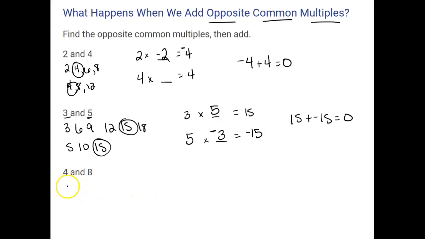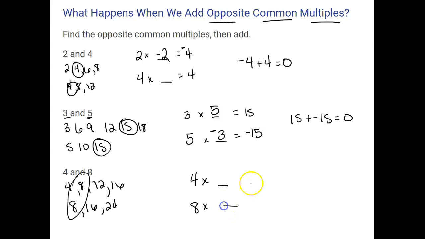Let's find a common multiple of 4 and 8. 4, 8, 12, 16, and so on. 8, 16, 24. I could use 16 if I want to, but the least common multiple is 8. So I'm going to multiply 4 times something and 8 times something to make 8. But remember, I want one of these to be a negative. It doesn't matter which one. I don't need to multiply 8 times anything to make 8. I can multiply 4 times 2 to make 8, but I can turn that into a negative 2, and now I have my opposite common multiple.